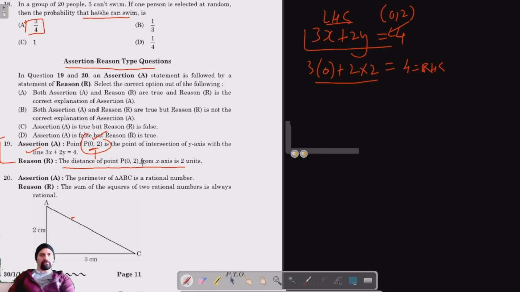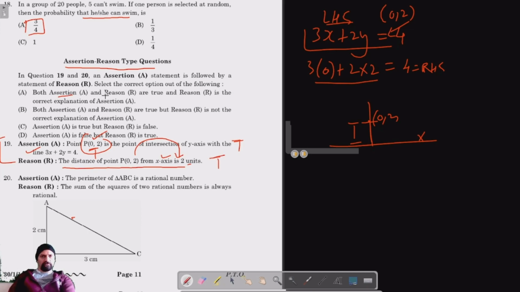The distance of point 0, comma 2 from x-axis. So 0, comma 2 is on the y-axis and its distance from the x-axis is 2. So ordinate gives the distance from the x-axis, which is 2. So both of these are true.